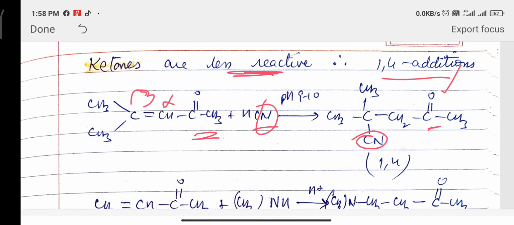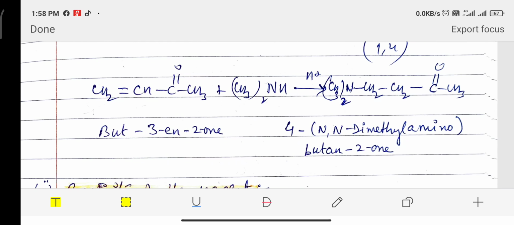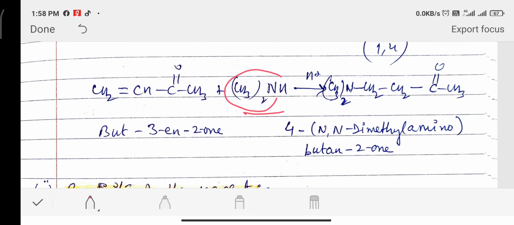Next is similarly the addition of a secondary amine to this. Again, this group gets attached to this carbon, and H is attached to this oxygen, and then further upon hydrolysis this group is changed into keto form.